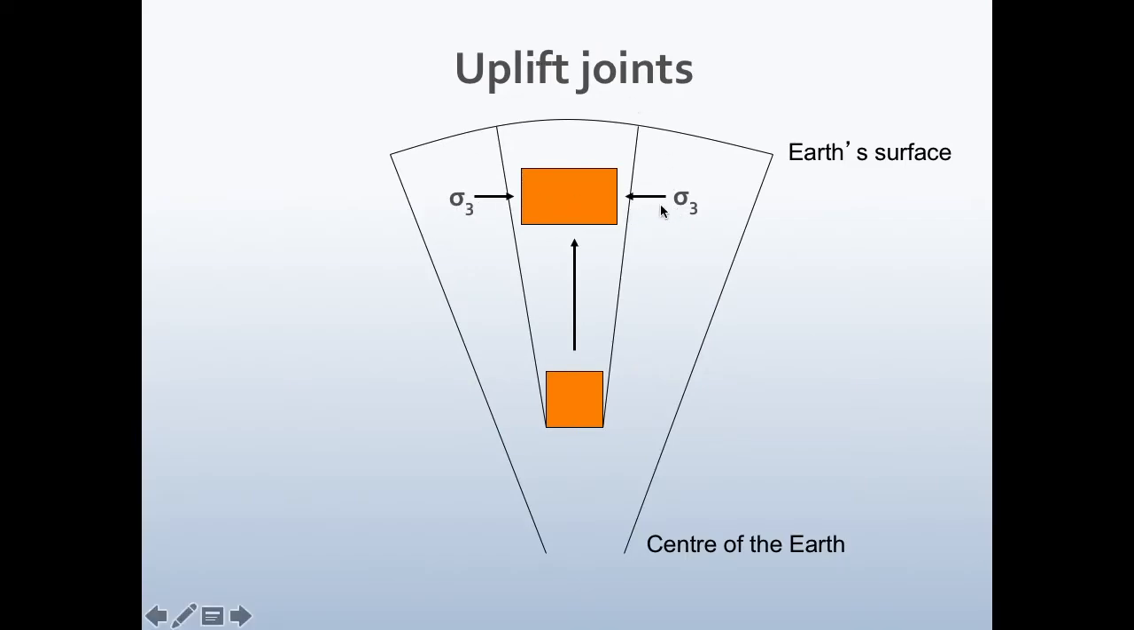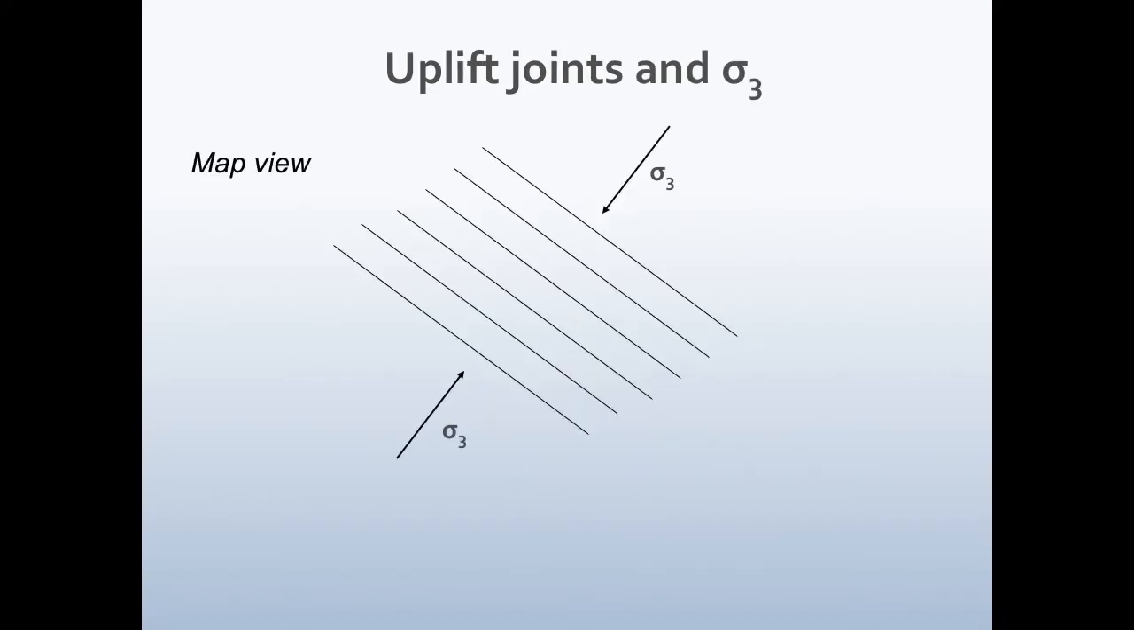That results in the least principal stress being horizontal during erosion or exhumation, as we call it. And so in a map view, if you see a series of joints, you can assume that sigma 3, the least principal stress, is oriented perpendicular to them. I should clarify, I just mentioned exhumation and erosion.